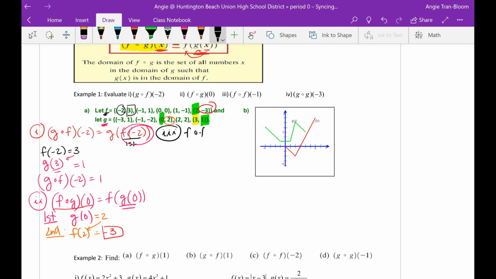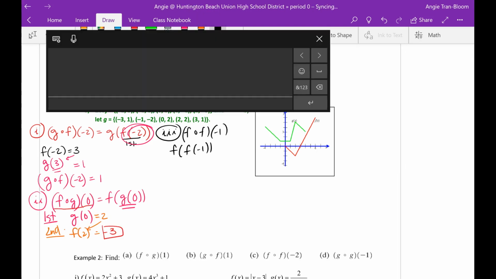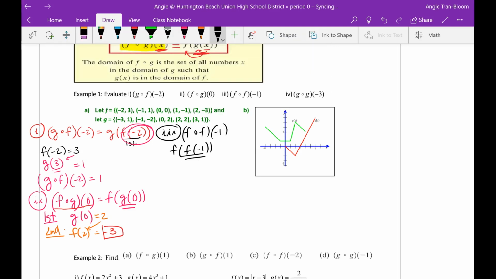F composed with f of negative 1. By definition, this is f of f of negative 1. I have to look at f on both the inner component as well as the outer. Go to f. When the input is negative 1, the output is 1. That's our first thing to do. Then since this is 1, now we do f of 1.